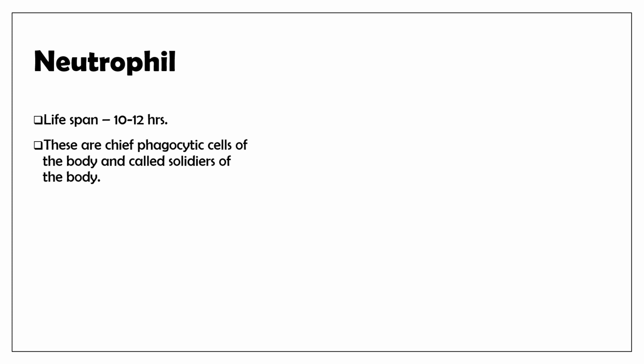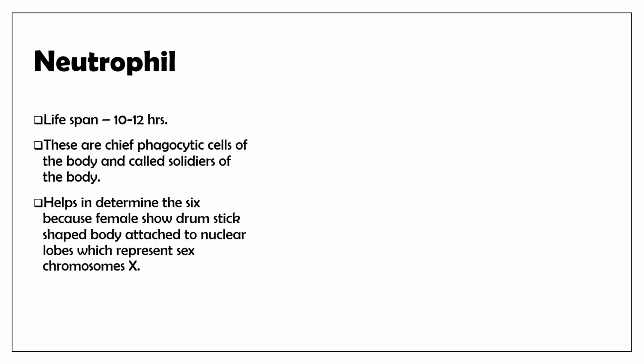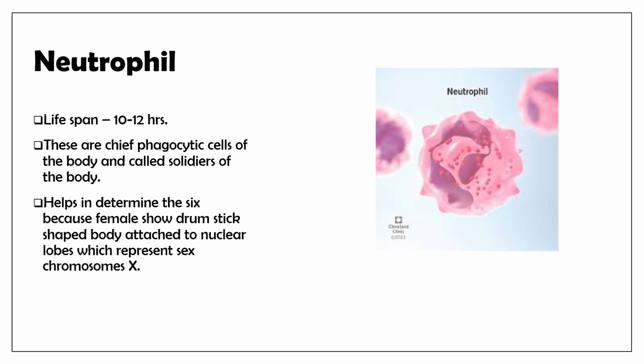If we talk about more features of neutrophil, its lifespan ranges from 10 to 12 hours, and these are the chief phagocytic cells of the body. They are also known as soldiers of the body because of their phagocytic action. It also helps in determining the sex of a female, because females show a drumstick-shaped body near the nuclear lobes, which represents the X chromosome.